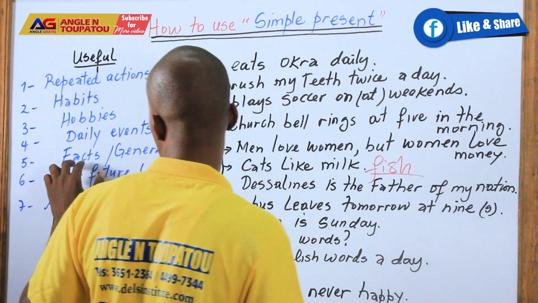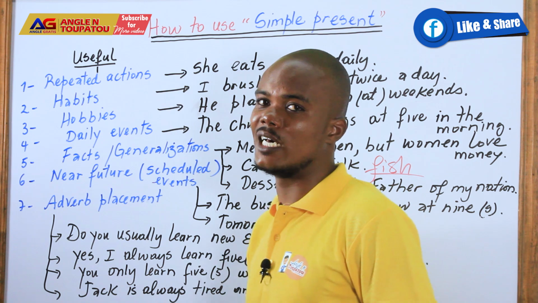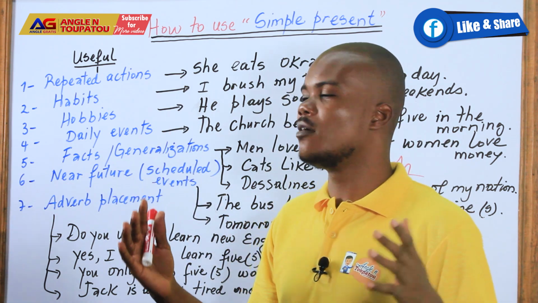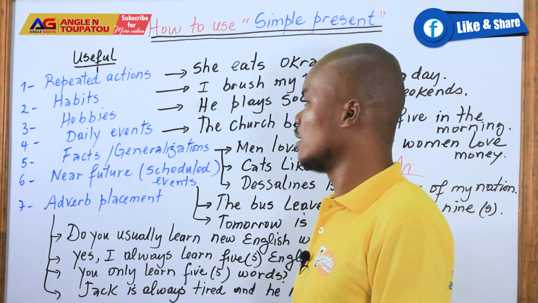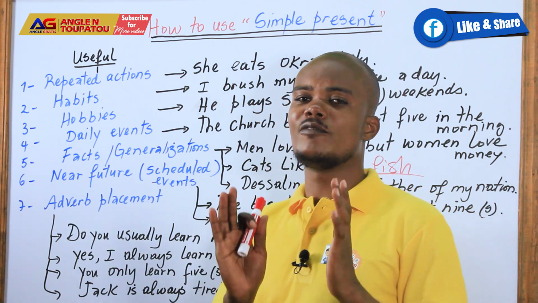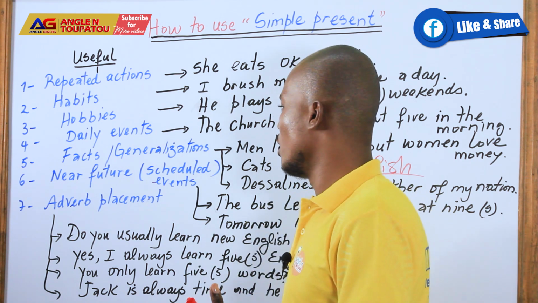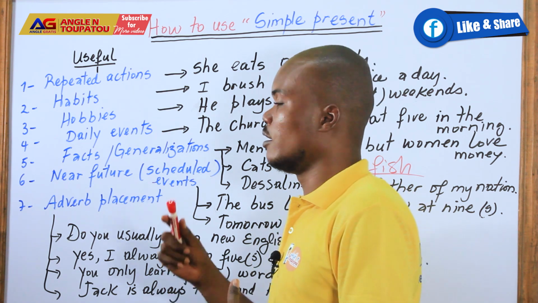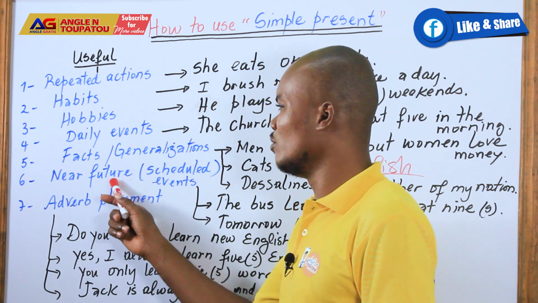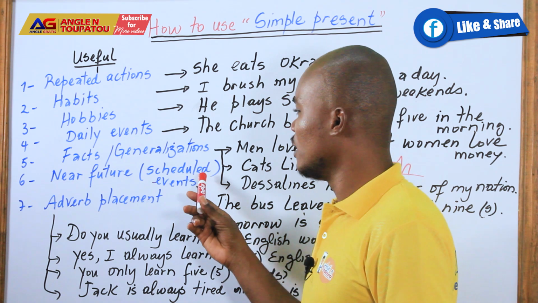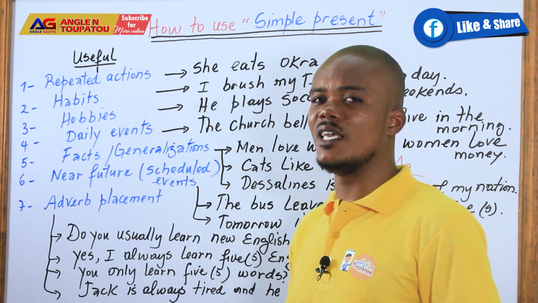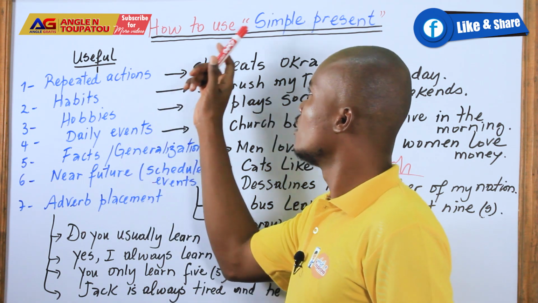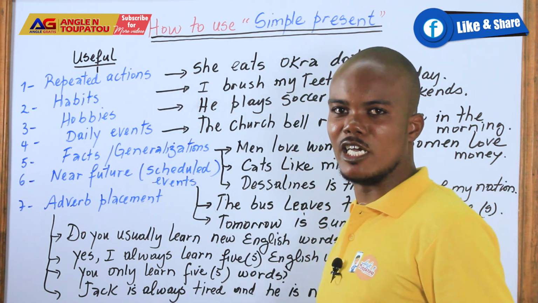And now you see, I'm done with the facts. Quand on parle d'un bagage général, si je dis Port-au-Prince is the capital of Haiti, this is the fact. And now, if I'm talking about the near future, or a scheduled event in the near future, I am able to use simple present tense.